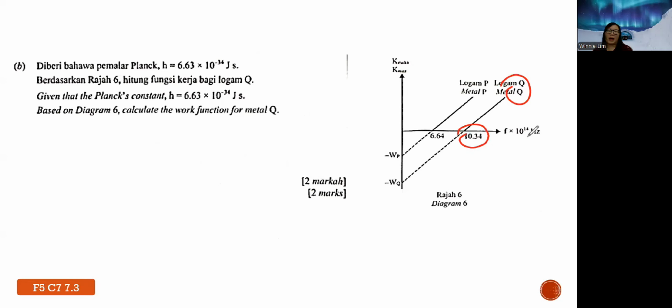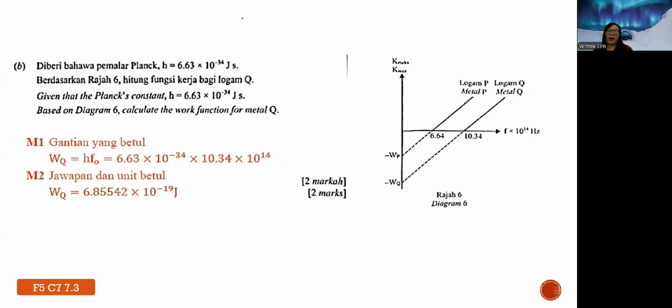And then you all be careful, they always have this 10 power 14 or joule or times 10 power 20, all this you need to include. So I told you already where the 10 power 14 comes from, it is here. Then you get your answer. The work function is generally 6.85542 times 10 power negative 19 joule.